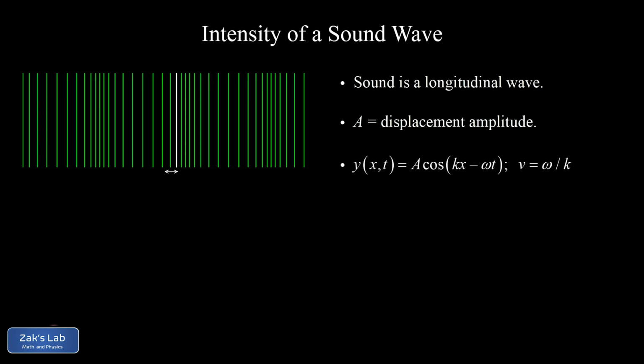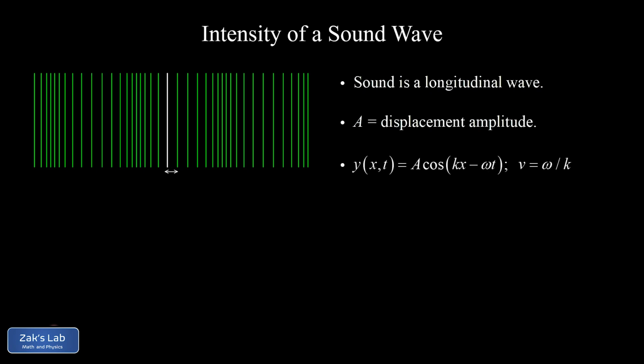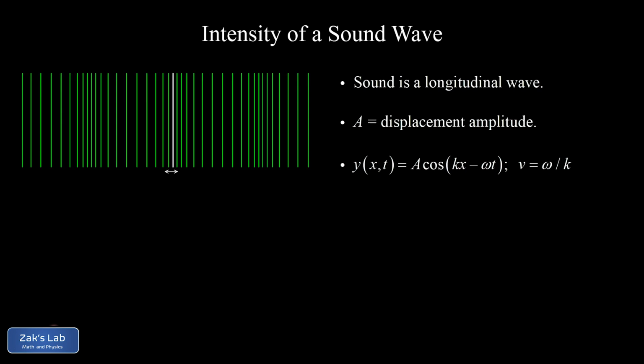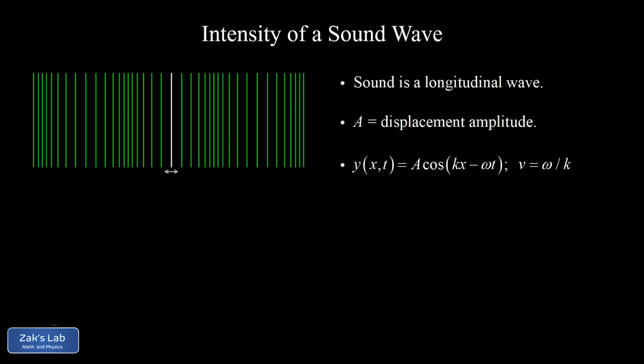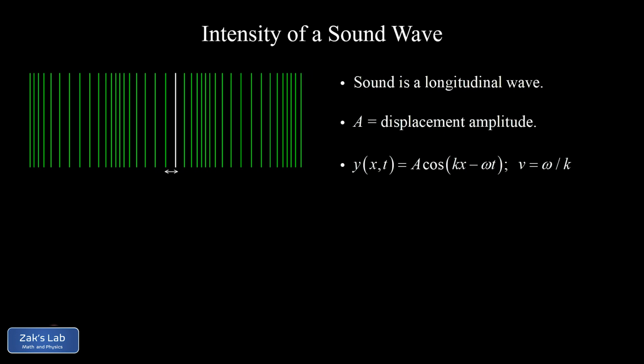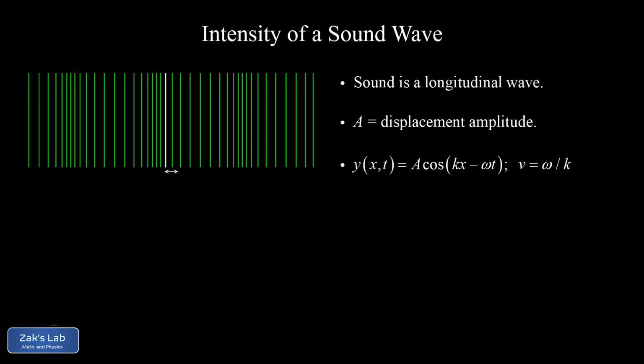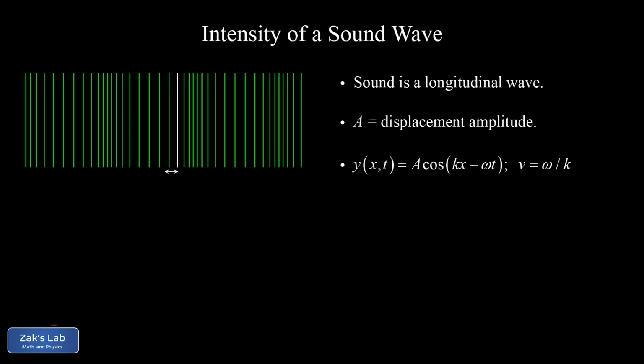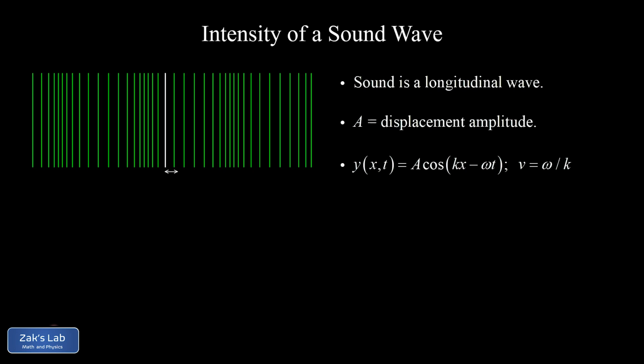And we can describe the displacement of the medium by a function of position and time that I'll call the displacement wave function. So that's given by y of x and t is a cosine kx minus omega t if we're talking about a rightward moving wave. And remember that that wave speed is given by omega over k.